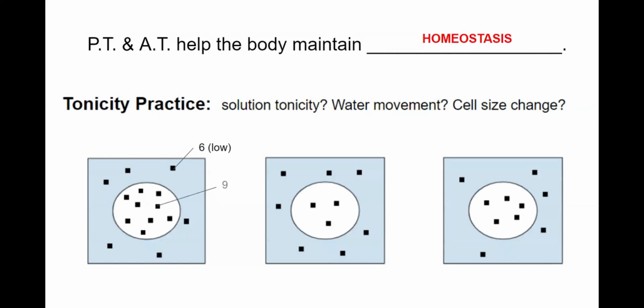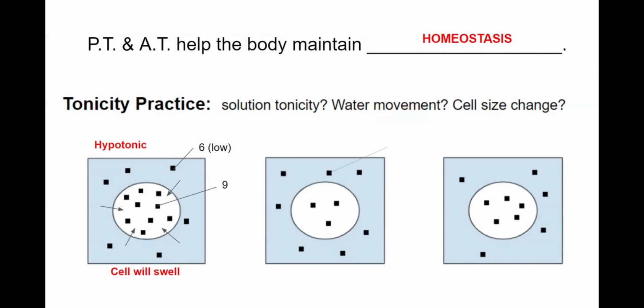We have 6 and 9. 6, again, all we care about is the solution right now. So we're labeling the solution. The solution has the low count, so we're writing low. And we know hypo low. So that's going to tell us that we have a hypotonic solution. And that means that the water is going to actually rush in. So we have arrows that are drawing water rushing in, and the cell's going to swell. In a hypotonic solution, cell's going to swell because the water's going to rush in.